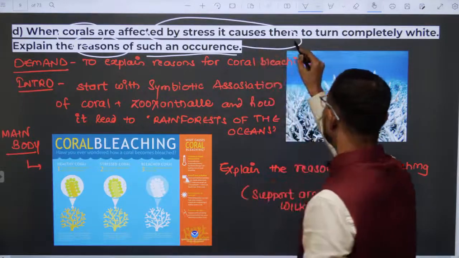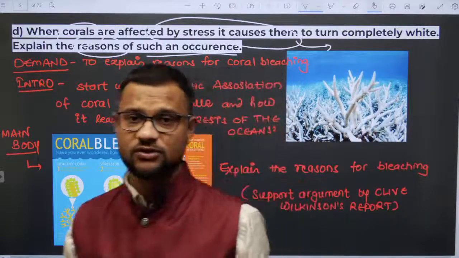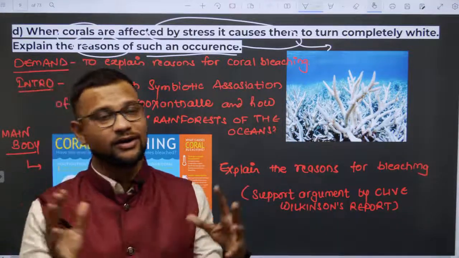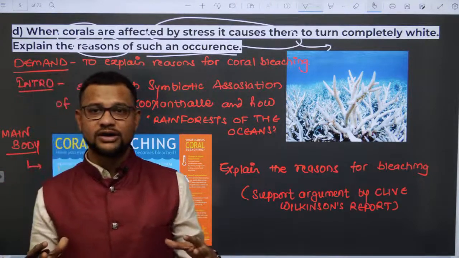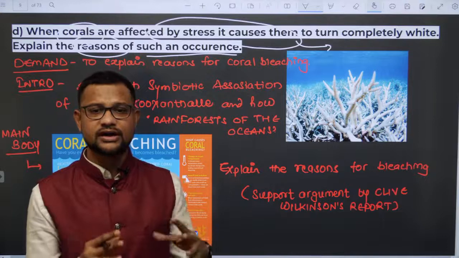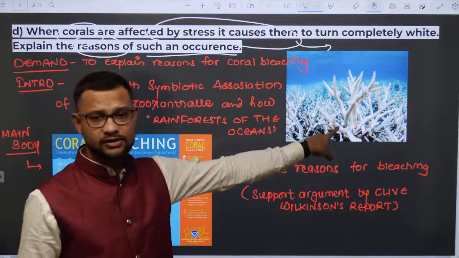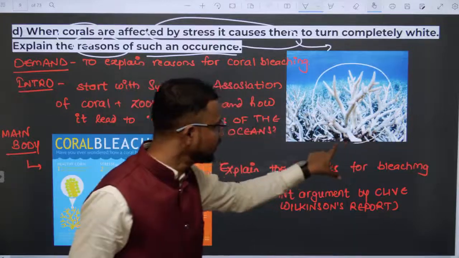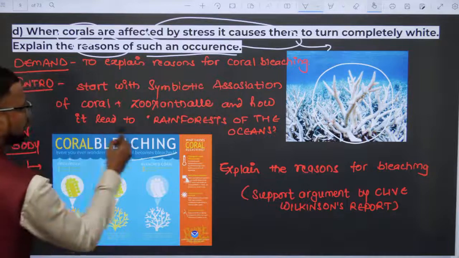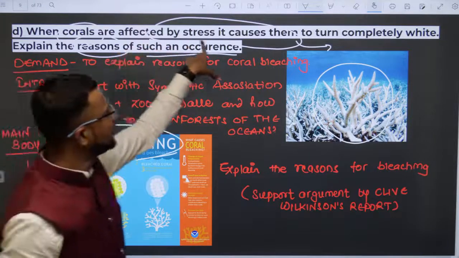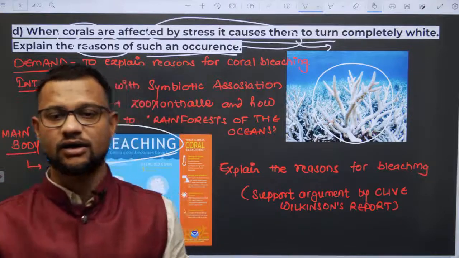So this phenomenon, if we discuss it in an interesting way in our usual geography lecture, right? It's just the way coral bleaching is: decolorization. Bleaching means what? Decolorization of coral, and decolorization is like white in color, right? So this white color formation is known as coral bleaching. Coral bleaching. And this question is again towards the same thing: when corals get stressed they turn white.